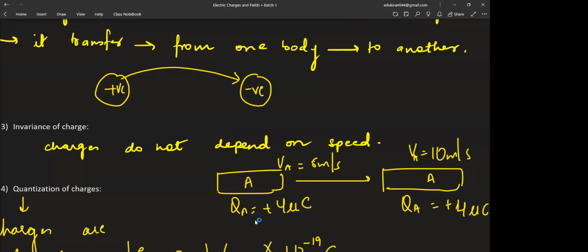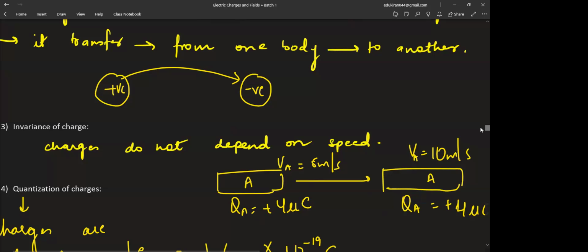Here the charge was 4 microcoulomb. Here the charge will still remain 4 microcoulomb. Basically, because of the increment in the speed, the charges do not increase. So this is also 4 microcoulomb. This will also remain 4 microcoulomb.